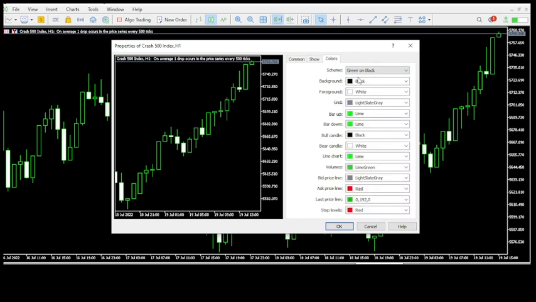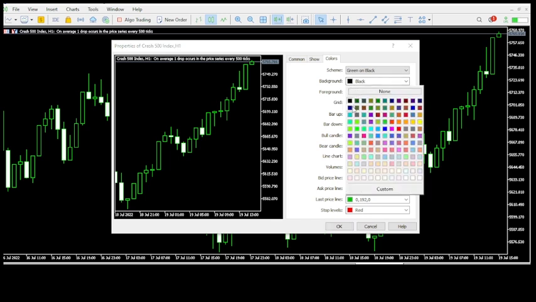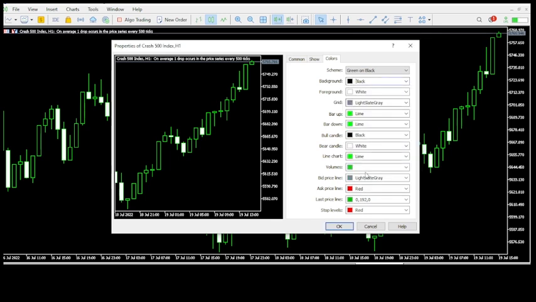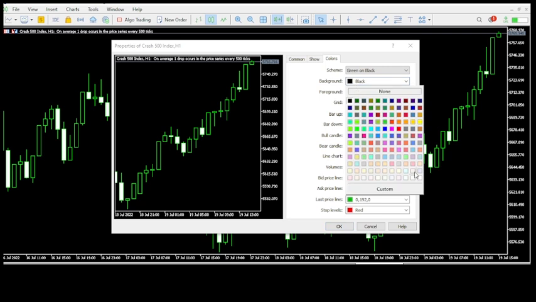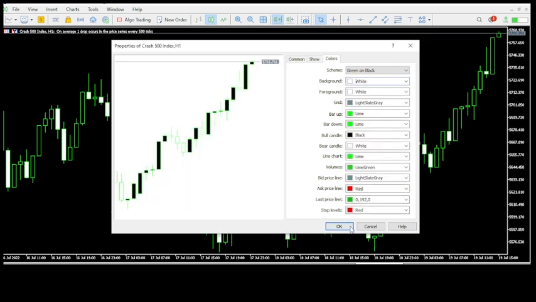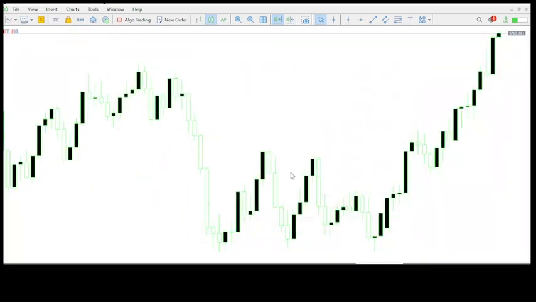So I'll come to colors. You can see the first thing here is background, so I have to change it to white. Sorry, my background should be white. You can see I have my background as white. But there's something wrong now. There's something wrong that we have to pay close attention to.